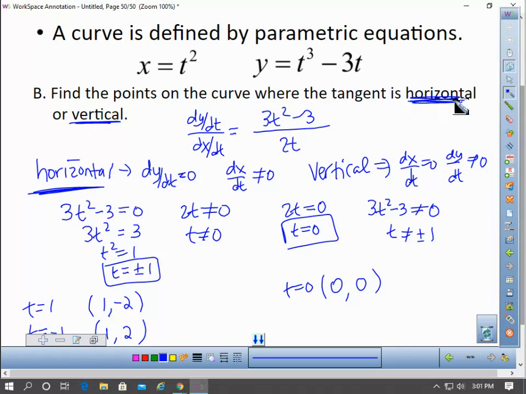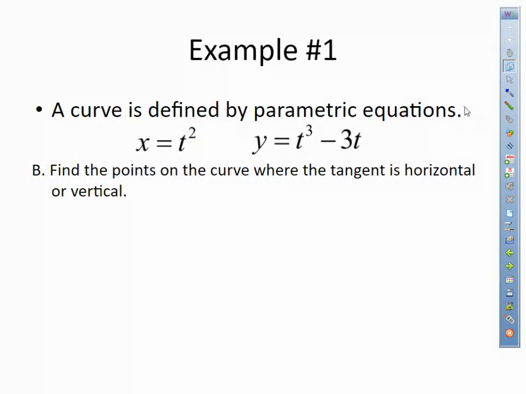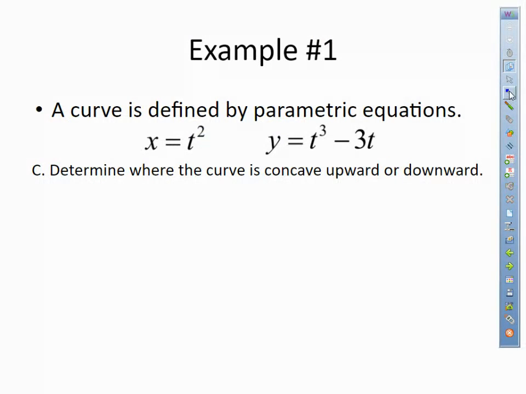So to do horizontal, the numerator, your dy/dt, has to equal 0, but your denominator, dx/dt, cannot be 0. To do vertical, you want your denominator, dx/dt, to equal 0, but your numerator, dy/dt, cannot be 0. So you just have to figure out, of course, I didn't have to do the algebra twice, obviously. You just want to make sure that none of the answers overlap or you got an issue. So that's part B.